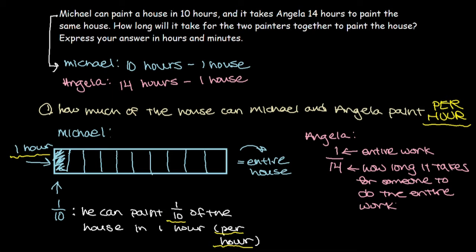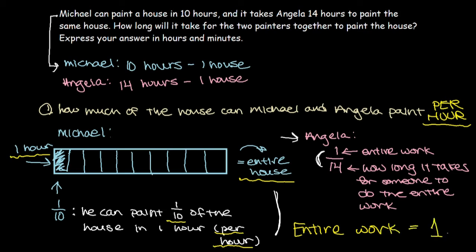So instead of drawing a diagram like we did for Michael all the time, we can just do what we're doing for Angela here. We can simply use this method: 1 over how long it takes for someone to do the entire work. Another important thing you have to remember is that the entire house, in this case, or the entire work, is always represented by the number 1. So the total amount of work that someone has to do is always represented by 1. That's why we're putting 1 for the entire work.